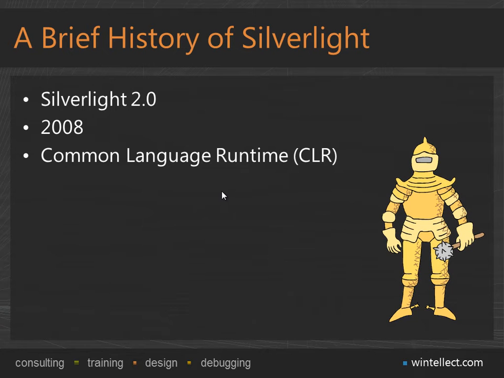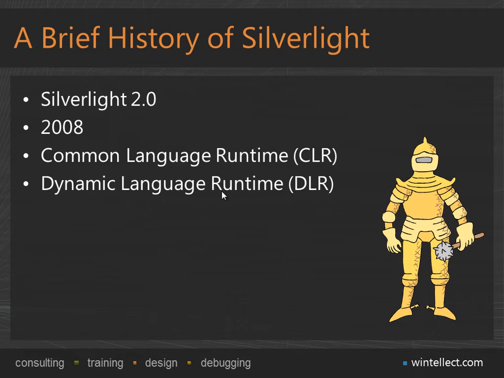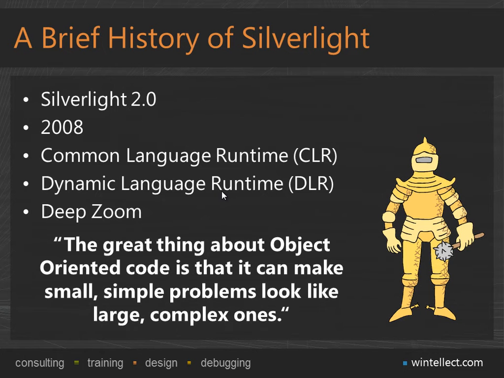Common language runtime. So this was no longer just a JavaScript runtime. We actually had a version of the core .NET framework stripped down for the browser to work with. We also had a dynamic language runtime. So now suddenly there were more possibilities for languages and ways to build the applications. And this is also the beginning of the integration with Deep Zoom, which is an amazing technology that I'm not going to dive into deeply here. And so with this, we got to really celebrate object-oriented code, right?